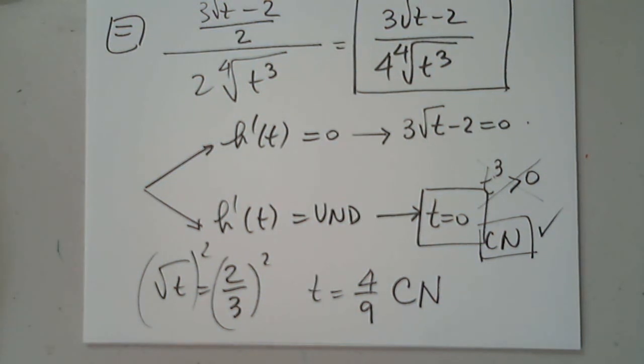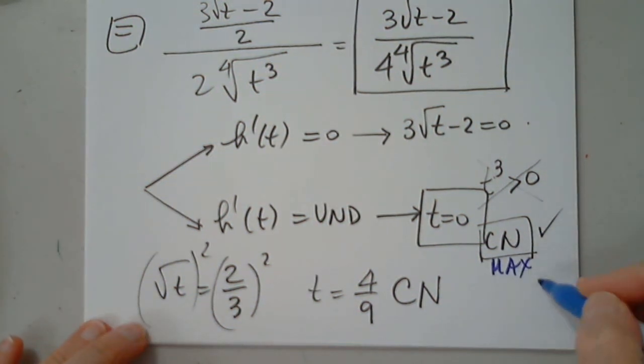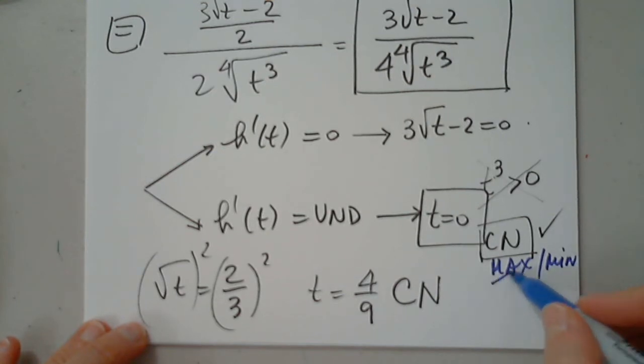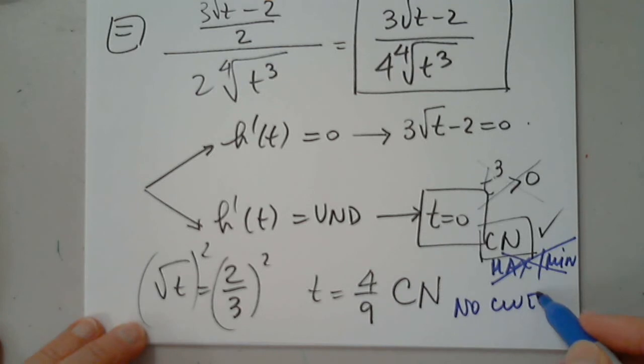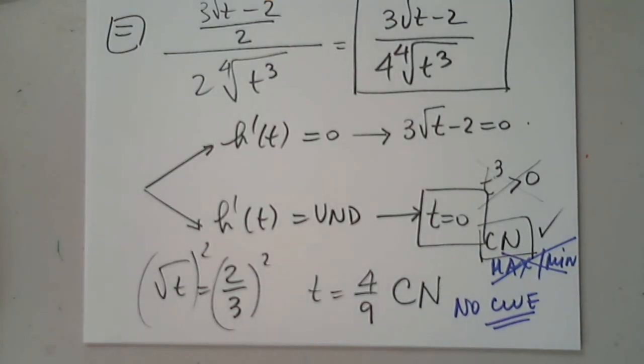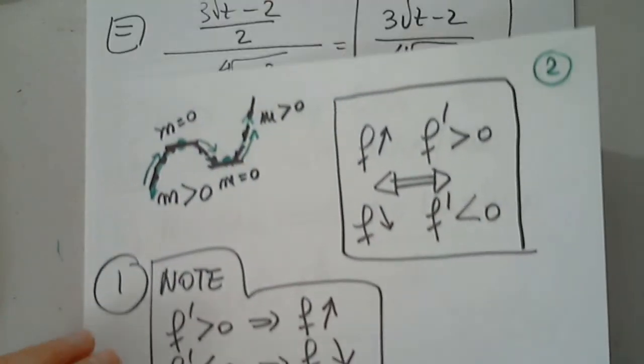Now you're going to ask, is this a max or min? I have no clue. We're not there yet. We will be able to determine. We don't know. Okay, since we have this function here, let's go back to my graph and also find out if these are max or min.